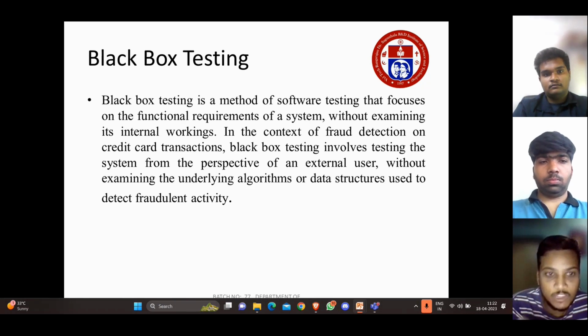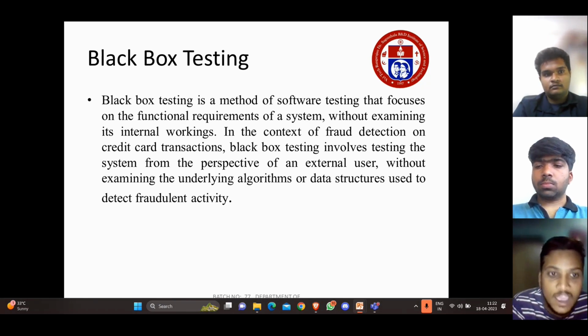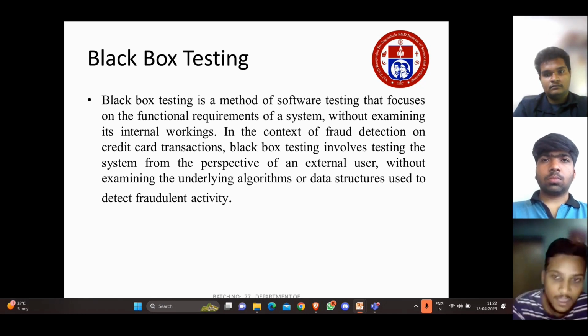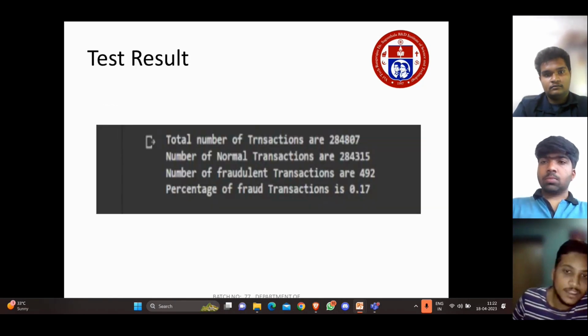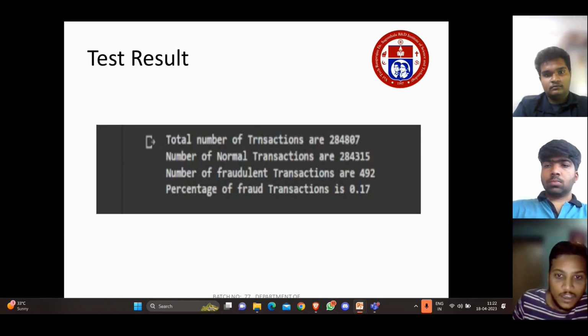Coming to black box testing, it is software testing that focuses on the functional requirements of a system without examining its internal workings. In the context of fraud detection on credit card transactions, black box testing involves testing the system from the perspective of an external user without examining the underlying algorithm or data structures used to detect fraudulent activity. It mainly considers the external factors, and these are the test results.